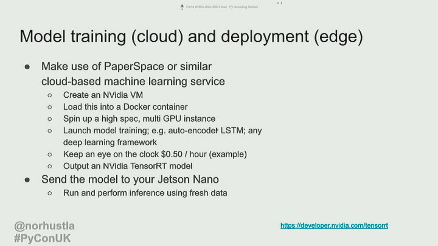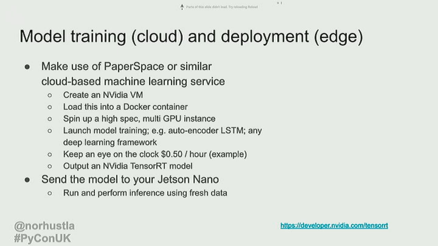OK, so the next step is really to train your model. So I suggest you make use of something such as Paperspace. This is a cloud-based machine learning service, and this is the sort of sequence you have to go through. So you set up a specific NVIDIA virtual machine, and you create a container in Docker, and you spin up a high-spec multi-GPU instance, and you launch your model training.